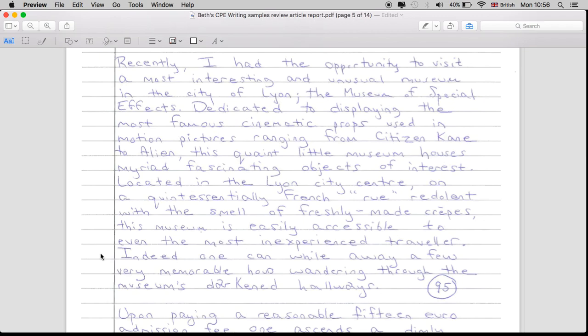Indeed, one can while away, and I spelled it wrong, it should be without the H, I'm sorry guys, let me fix that. While away, I believe it's while away without the H, I can double check.